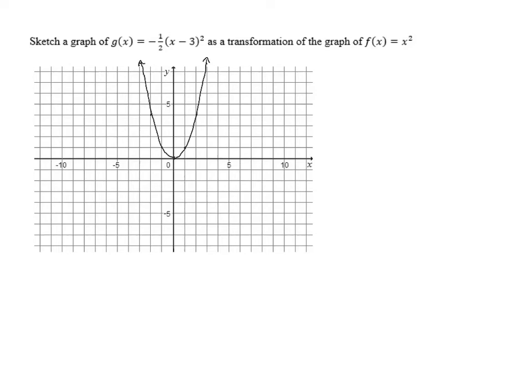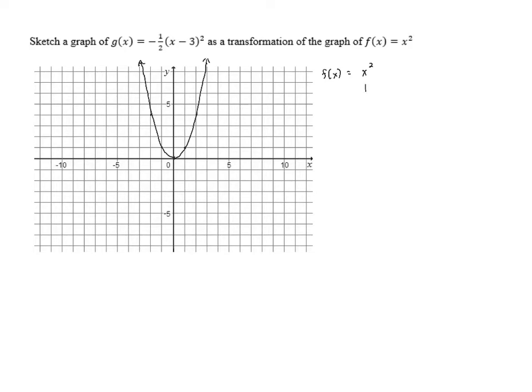Sketch a graph of g of x equals negative 1/2 times the quantity x minus 3, squared. Again, we're going to start with f of x equals x squared, and we're going to see how we can transform this function into the function that we need.